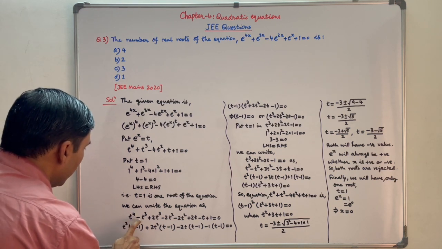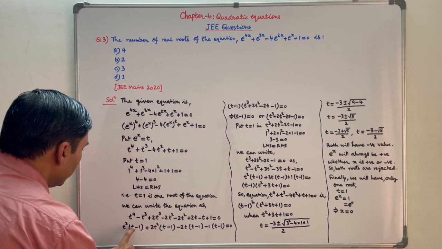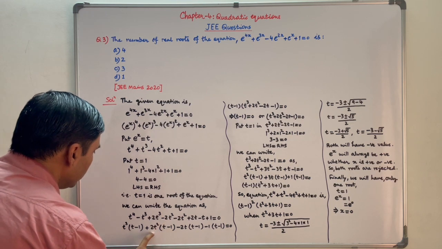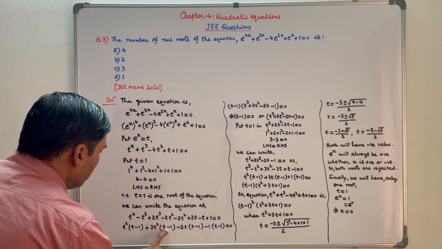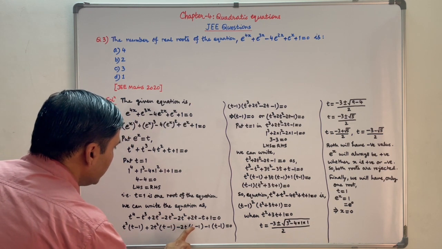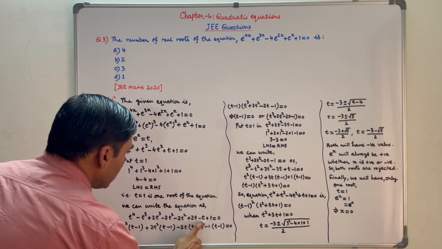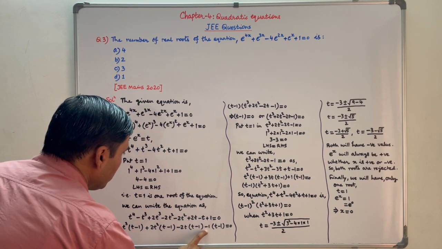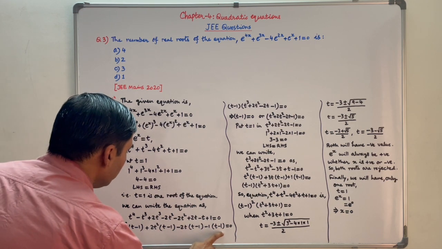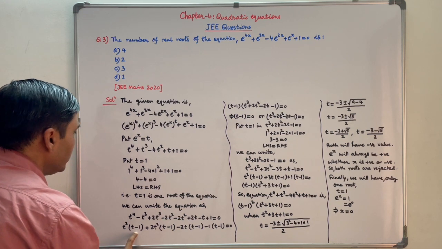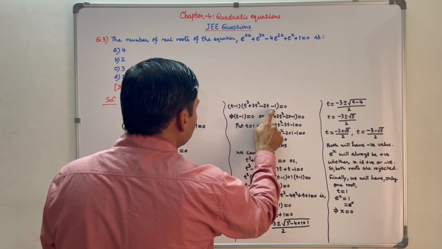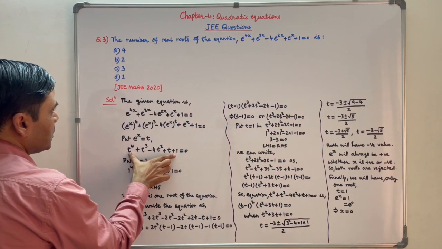In terms 1 and 2, if we take t^3 common, we get t - 1 in the bracket. In terms 3 and 4, if we take 2t^2 common, we get t - 1 in the bracket. In terms 5 and 6, if we take -2t common, we get t - 1 in the bracket. In terms 7 and 8, if we take -1 common, then we get t - 1 in the bracket. Now in these four terms, we can take t - 1 common. So we get (t - 1)(t^3 + 2t^2 - 2t - 1). So we have factorized this expression as this.